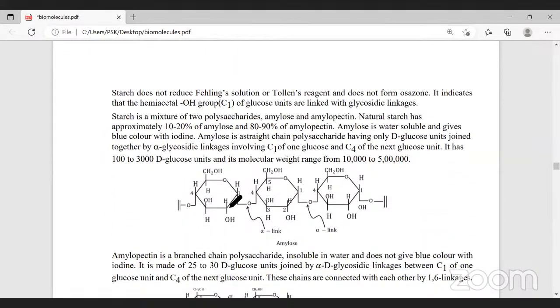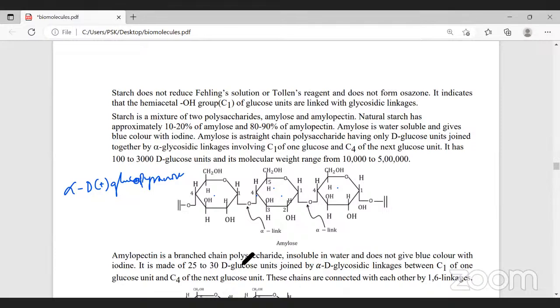The structure of amylose. It is a linear polysaccharide containing alpha-D-glucopyranose units. We have learned what glucopyranose is, a six-membered ring, and you can see these are glucopyranose units. The glycosidic linkage is between the first carbon atom of one glucose unit and the fourth carbon atom of the other glucose unit. So this is easy. It's a partial structure of amylose.